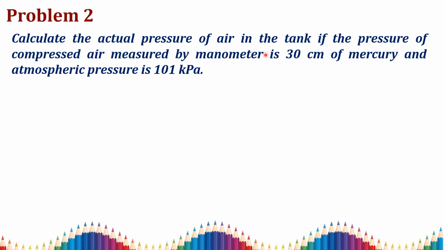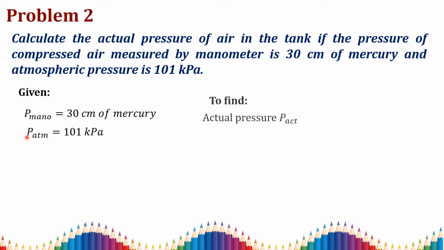Okay. So here the pressure of the compressed air in the tank will be measured by a manometer. That manometer shows the reading of 30 centimeter of mercury, and the atmospheric pressure is 101 kilopascal. So these are all the given data. That is, manometric pressure equals 30 centimeter of mercury, and the atmospheric pressure is 101 kilopascal. We need to find out the actual pressure.